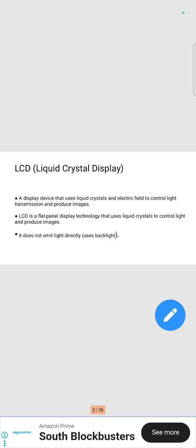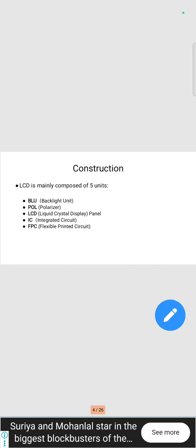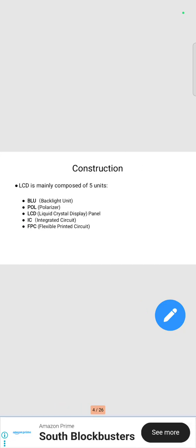Okay, then what's the next one? This is the basic structure of liquid crystal display. The LCD is mainly composed of 5 units. What are the units? First one, BLU, POL, LCD, IC, and FPC. What is BLU?